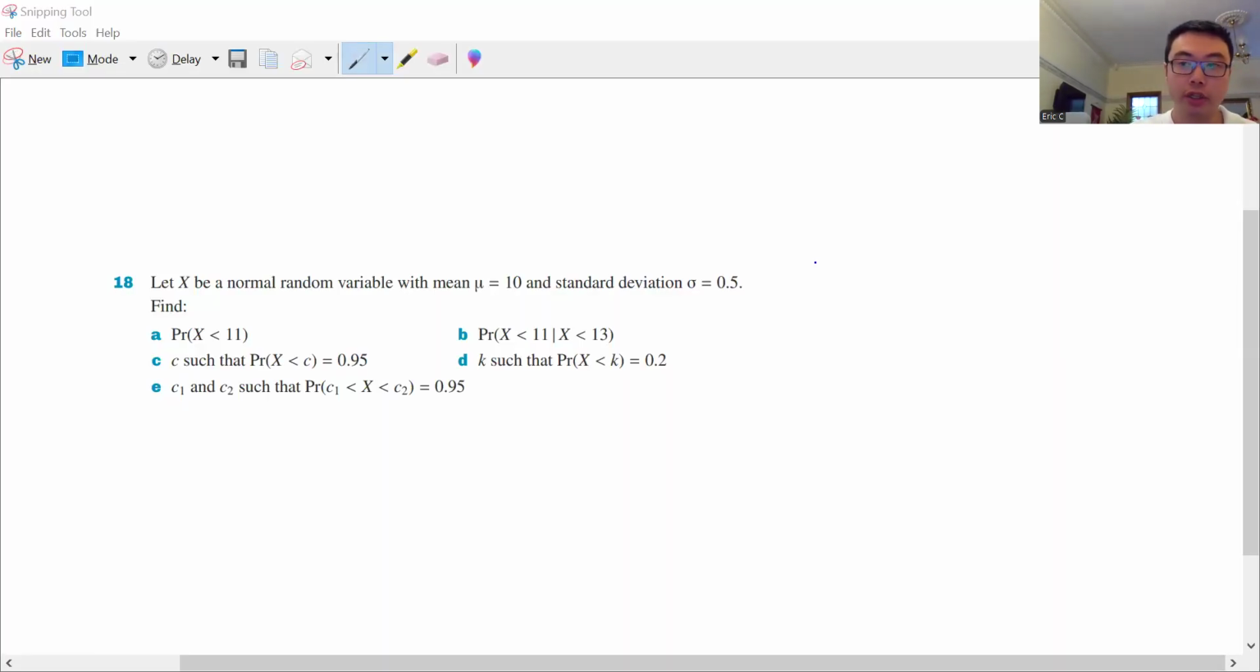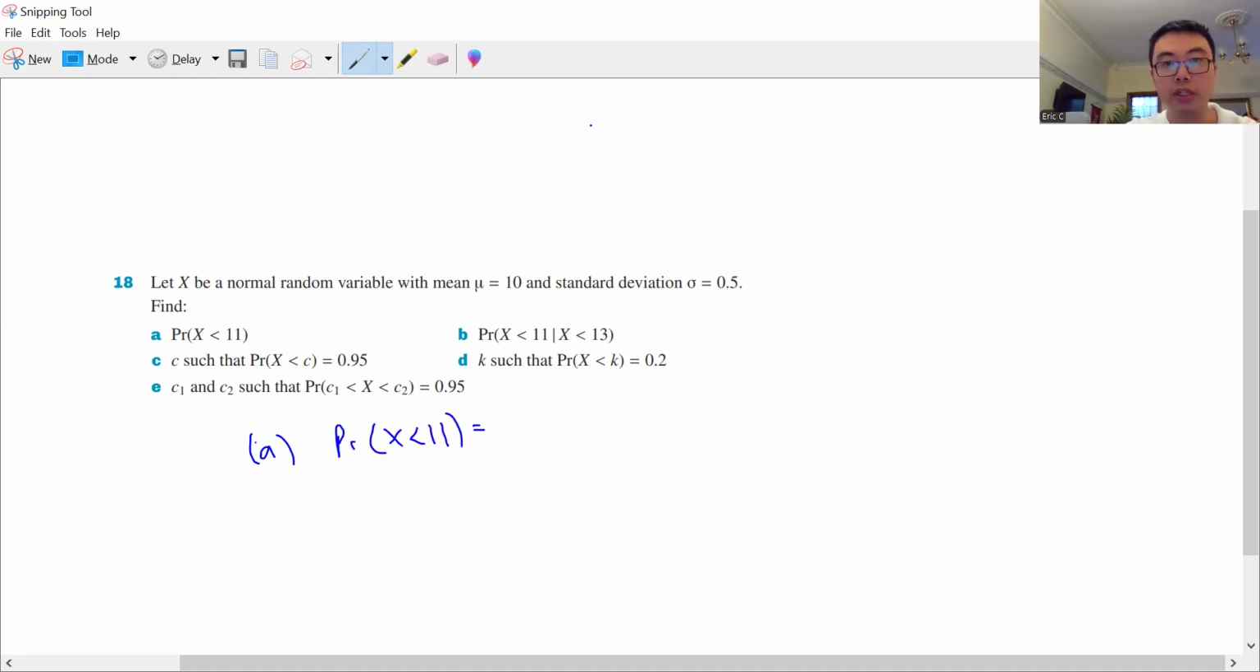So today we'll be going through another tutorial on the TI Inspire CX2 CAS calculator, and this is on the normal distribution. So let's get started. Here we have X, a normal random variable with mean of 10 and standard deviation of 0.5. Part A is the probability of X is less than 11.